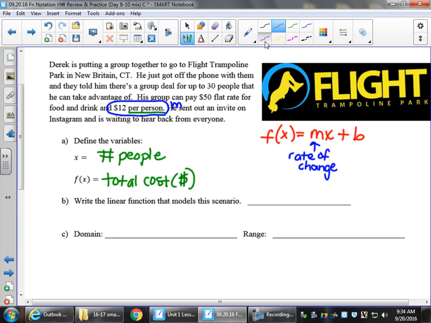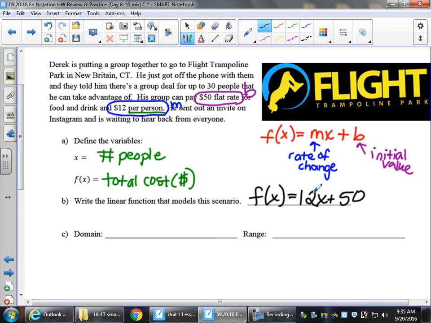Now I need a b. What's b represent here? In general, what did we call it yesterday? Started with an I. Initial, good. Initial value. So yes, $50 flat rate. You're just going to pay it once. That's your initial cost. There's b. So what does my model look like? f of x equals 12x plus 50.